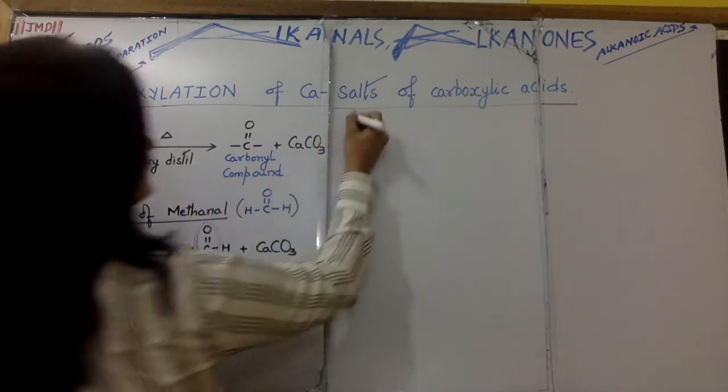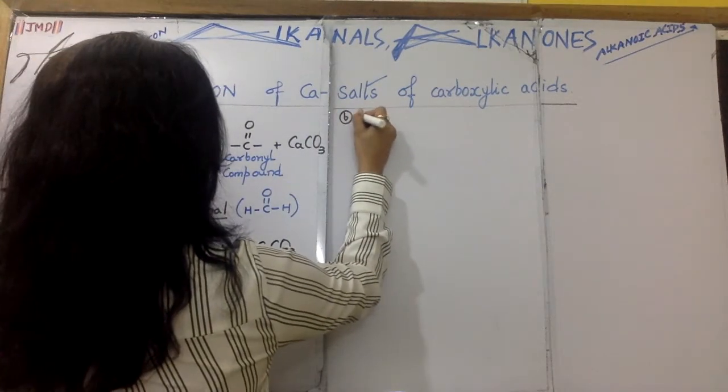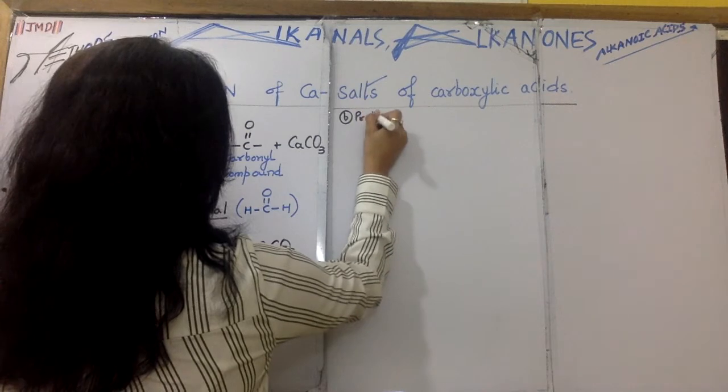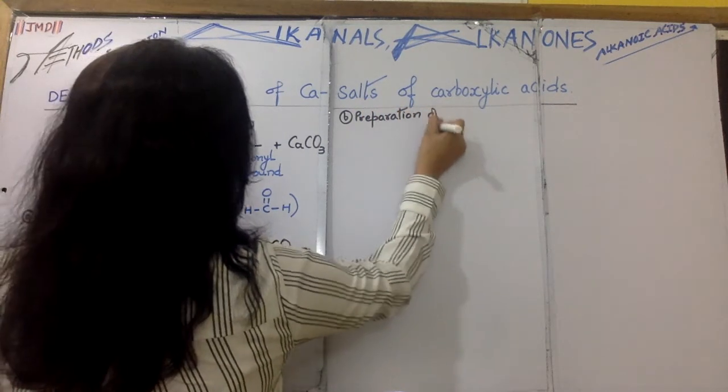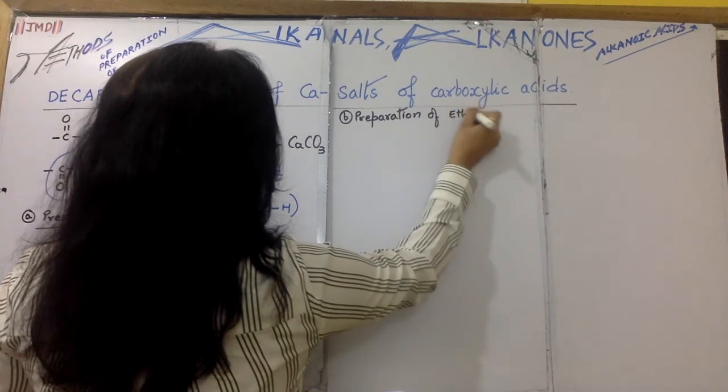Okay, next. Say this is our first example. You go to the second example, B. Preparation of ethanal.